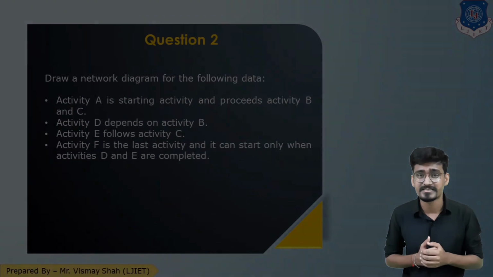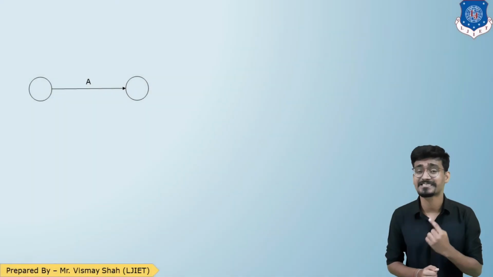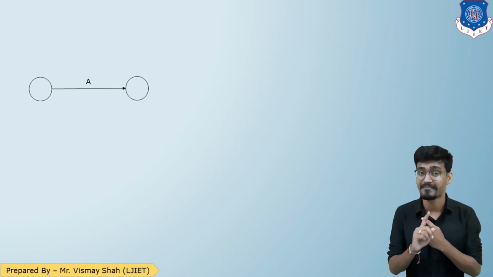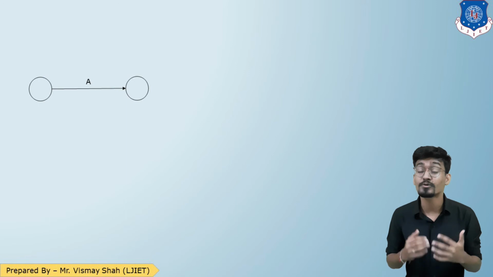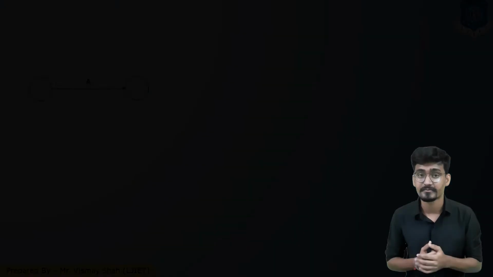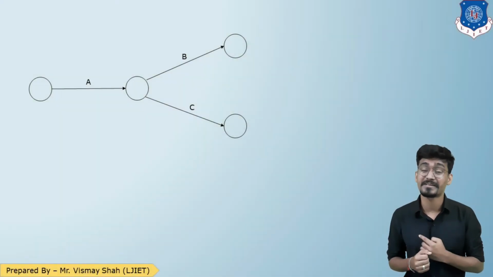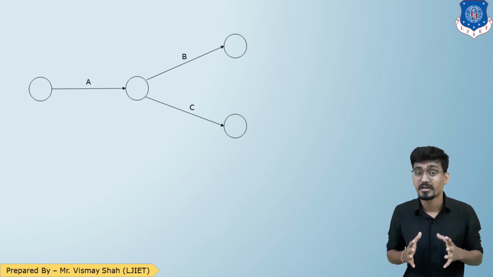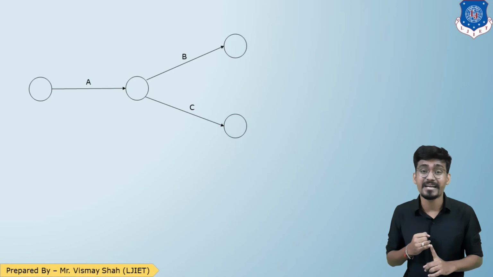So let us start with this. As discussed, activity A is the first activity and precedes B and C. So this is our first represented activity. Now B and C proceed, so let us draw that. This is how we'll represent activities B and C. So this is our first data: activity A is the starting activity, and precedes activities B and C.